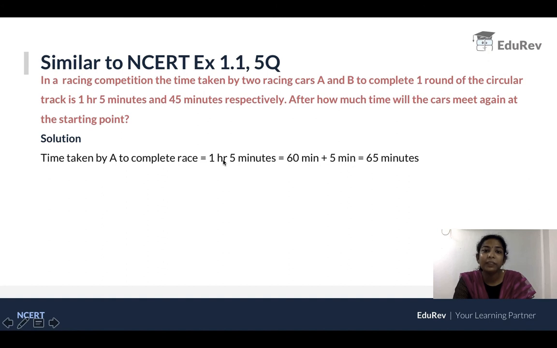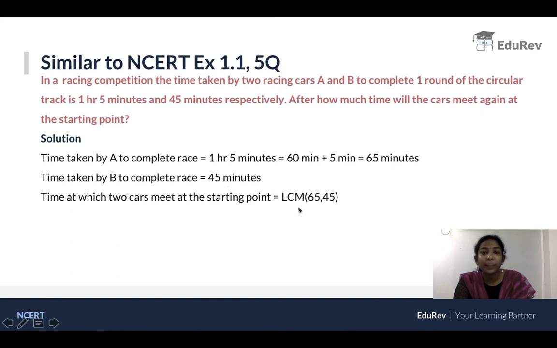1 hour means it will have 60 minutes. 1 hour is 60 minutes plus 5 minutes. So A took 65 minutes. Always look at the units. They should be the same. And B took 45 minutes. So your task is to find simply the LCM of 65 and 45.